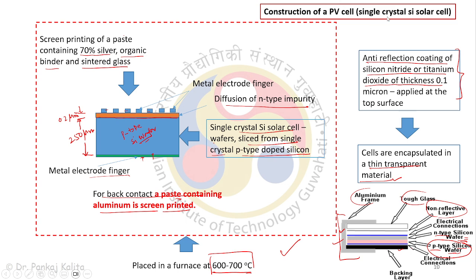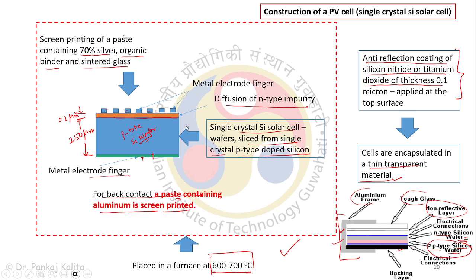Now this is the basic construction of a PV cell, a single crystal silicon solar cell. It's a screen printing method. If you see the construction of a solar cell, we have a backing layer on which, with some electrical connection, we have a P-type silicon wafer and an N-type silicon wafer. So it's a simple PN junction, single crystal silicon solar cell with a non-reflective layer and toughened glass, from where solar radiation passes through the non-reflective layer onto the PN junction. This is the basic construction, just to know.